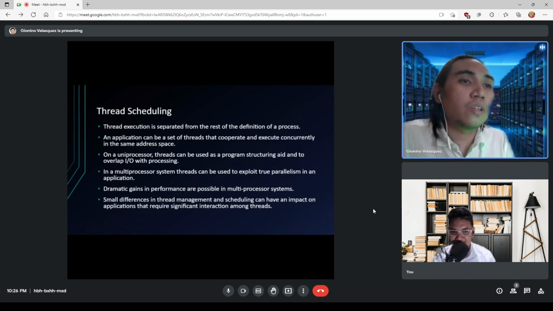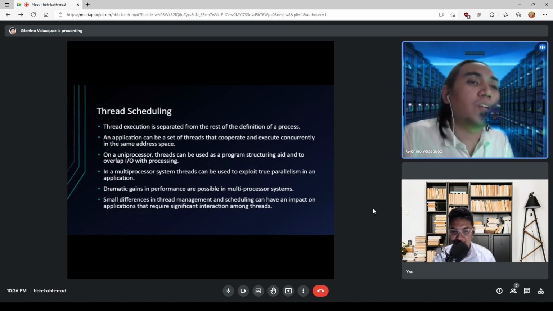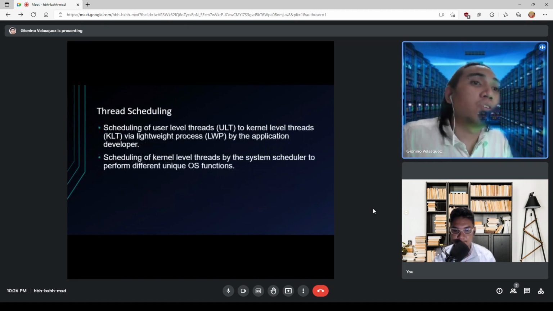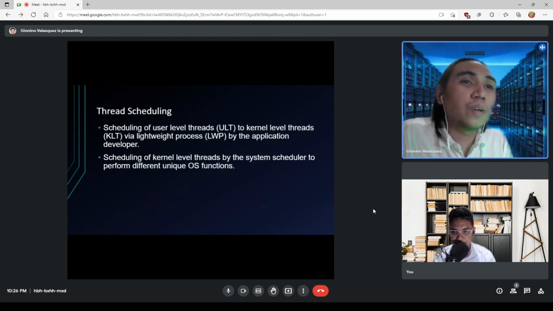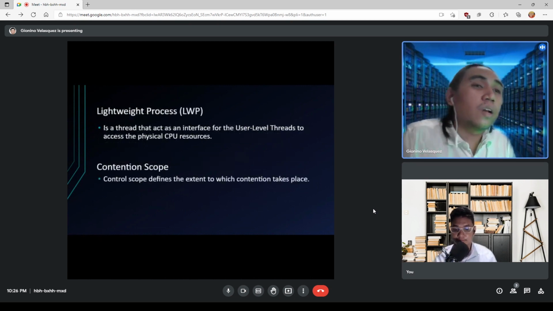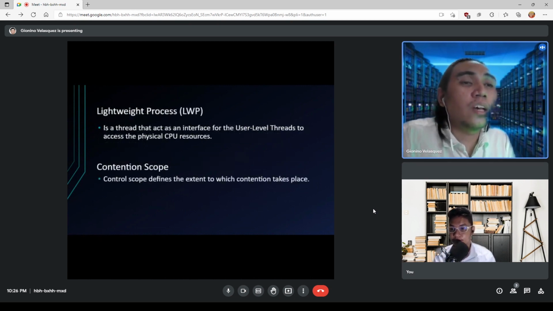Small differences in thread management and scheduling can have an impact on applications that require significant interaction among threads. There is scheduling of user-level threads to kernel-level threads via lightweight process by the application developer, and scheduling of kernel-level threads by the system scheduler to perform different unique operating system functions. A lightweight process is a thread that acts as an interface for the user-level threads to access the physical CPU resources.